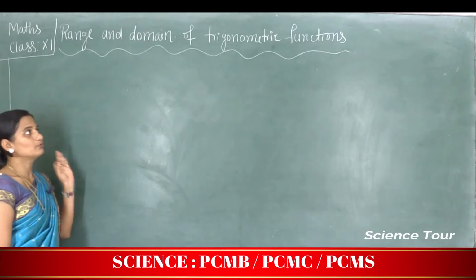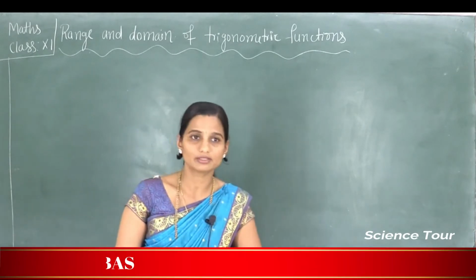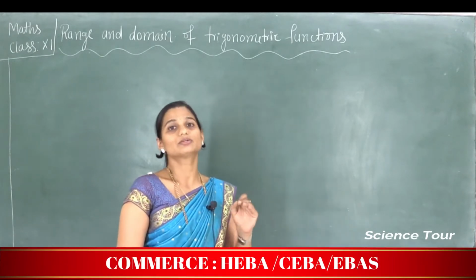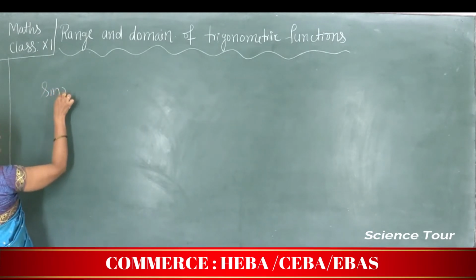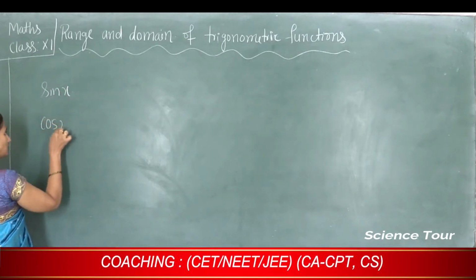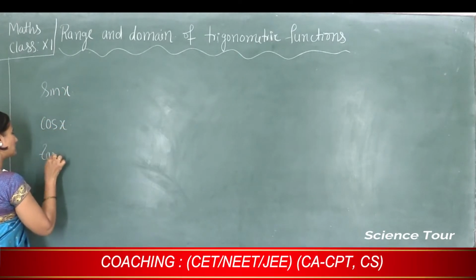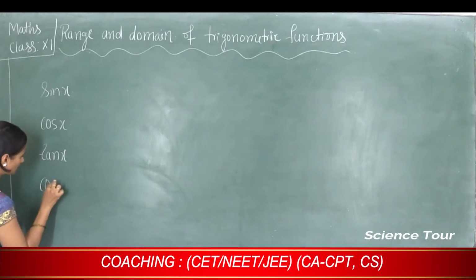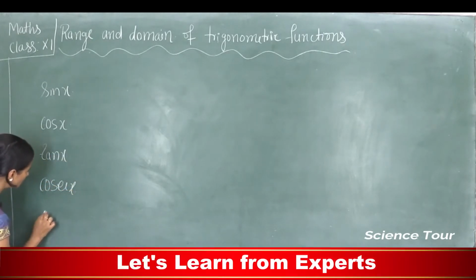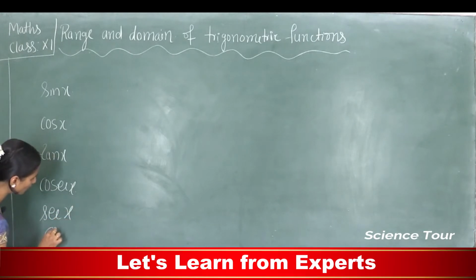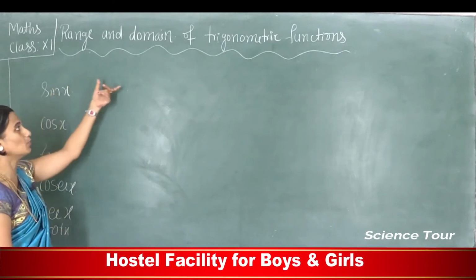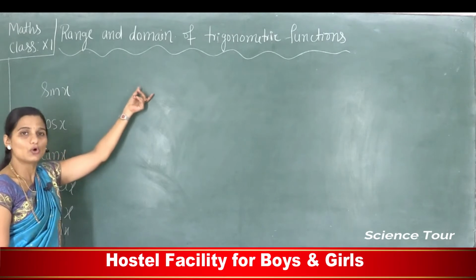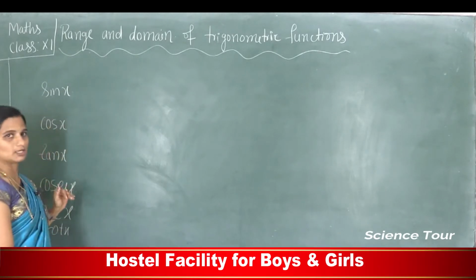First I'll list out all trigonometric functions. You already know there are 6 trigonometric functions. One is sin x, next is cos x, next is tan x, next cosecant x, secant x and cot x, right? These 6 are trigonometric functions. Now we will see the domain and range of these trigonometric functions.